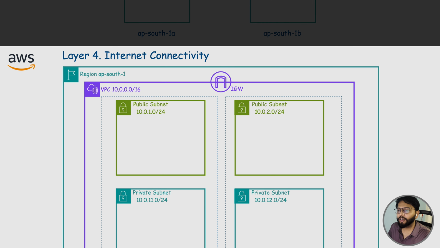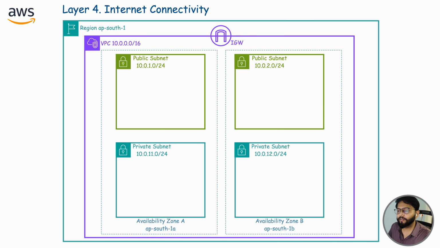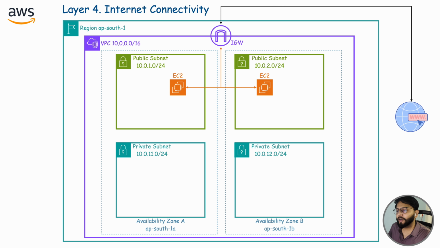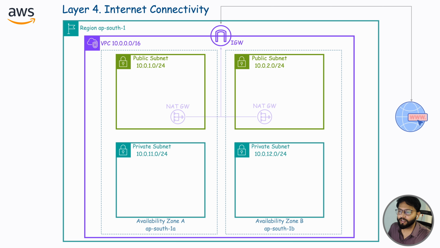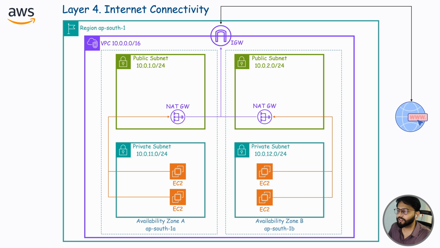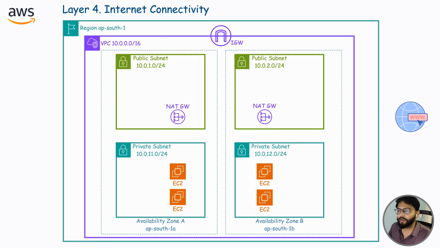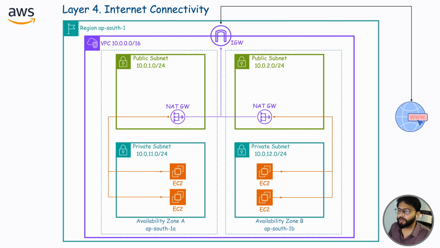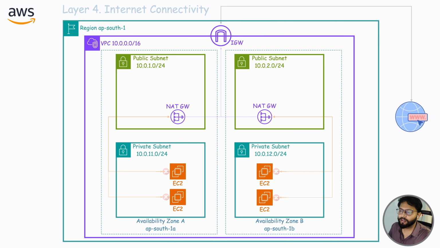Layer 4, internet connectivity. Internet gateway. It enables internet traffic for the public subnets. NAT gateways, one in each public subnet. This allows private resources to reach the internet for updates and API calls, but prevents inbound connections from the internet. Layer 5 is the route tables.